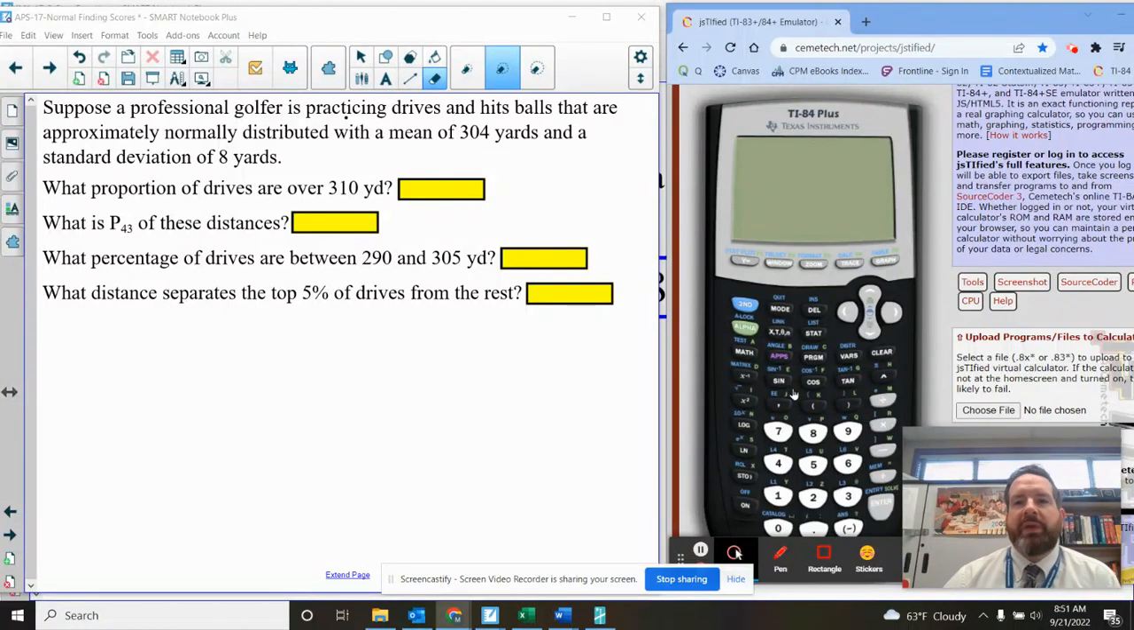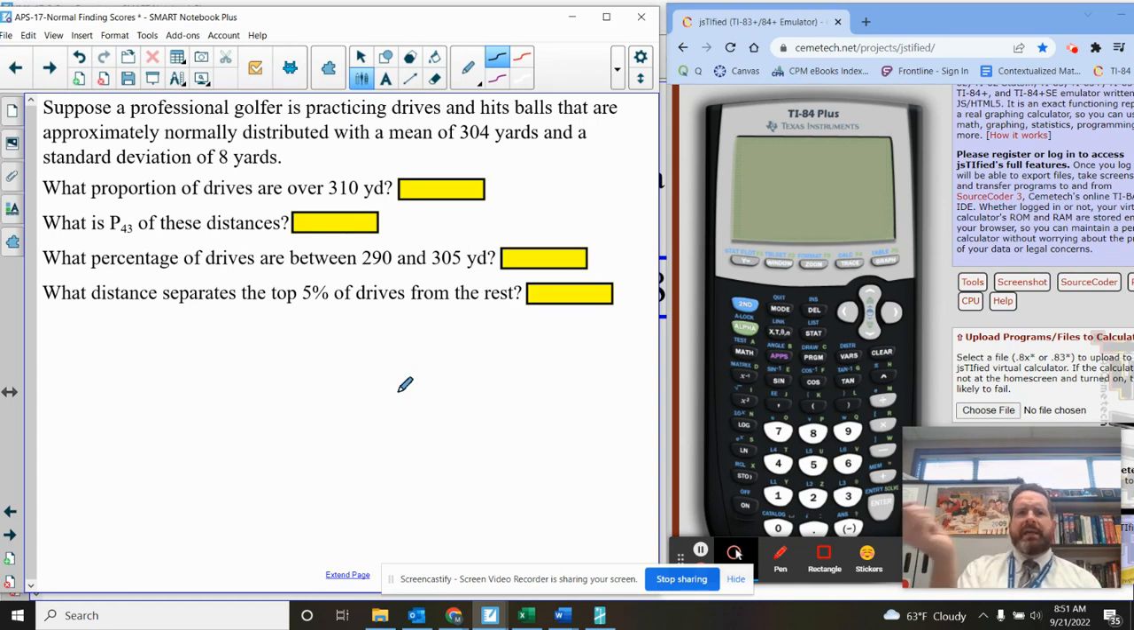Let's make sure that we can work through some examples to properly use our TI calculator's normal CDF and inverse normal functions to deal with normal distributions. So here's the situation we'll use as our example. Suppose that we have a golfer hitting these balls. The golfer has distances that are normally distributed with a mean of 304 yards, standard deviation of 8 yards.